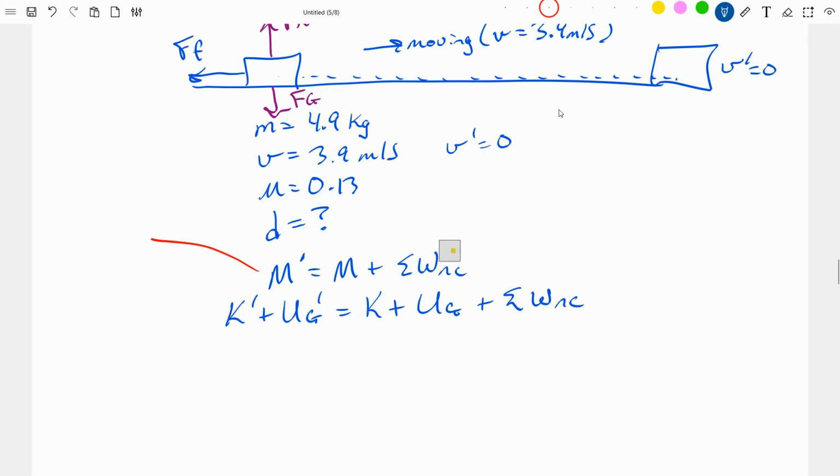There we go. That little yellow circle's not wanting to go away for some reason. So, moving back into this.